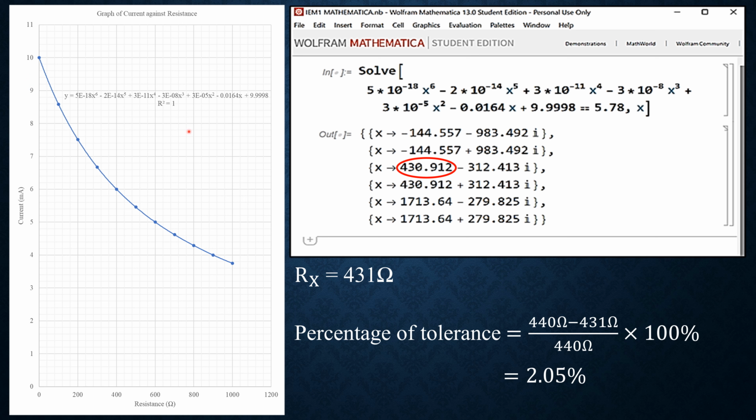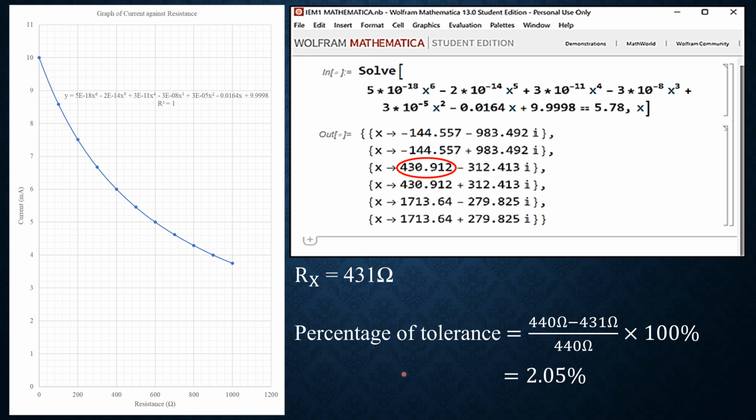This will be the graph for current against resistance, and this will be plotted using Microsoft Excel, and the generated equation is shown here with R squared equals to 1. So in order to find out the value of unknown resistance Rx, so I need to solve this equation by using Mathematica. And the answer provided by Mathematica is 430.912.